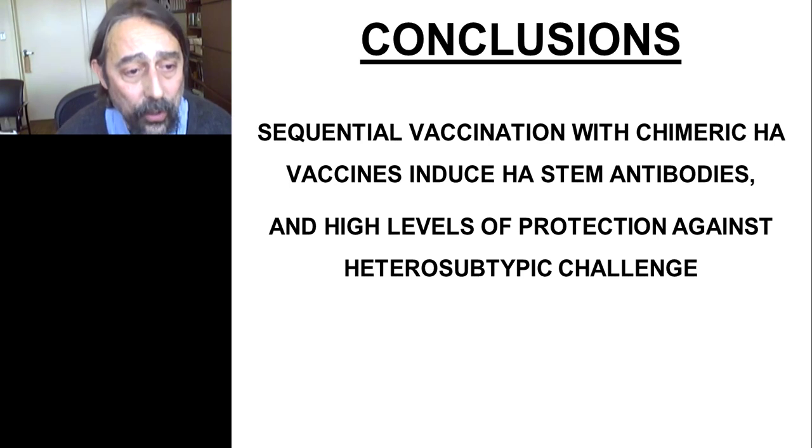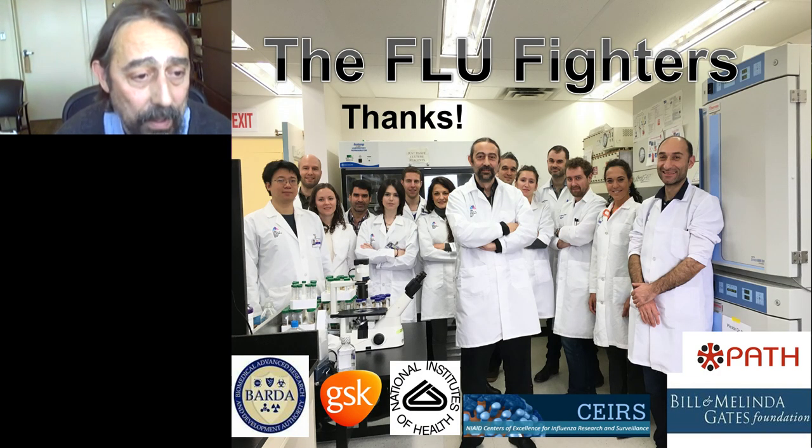So in conclusion, I showed you that sequential vaccination with chimeric hemagglutinin vaccines induces a chain of stalk antibodies and high levels of protection against heterotypic challenge in animals, and that this can also be induced in humans in this phase 1 clinical trial. Just want to show a picture of my lab.